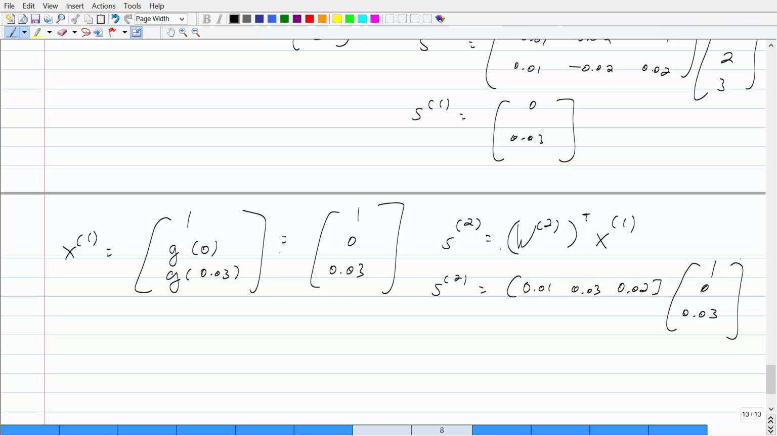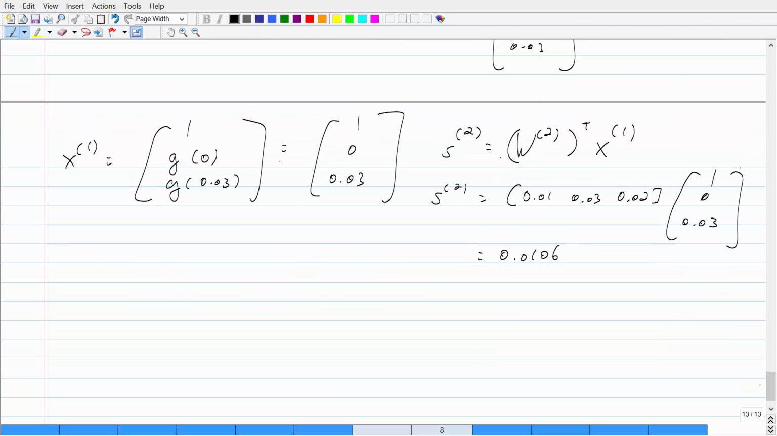Let's see, do I have that? Yes, I do, good. In this case, we get 0.0106, just losing track of where I am. Okay, so those are the inputs coming into the second hidden layer.